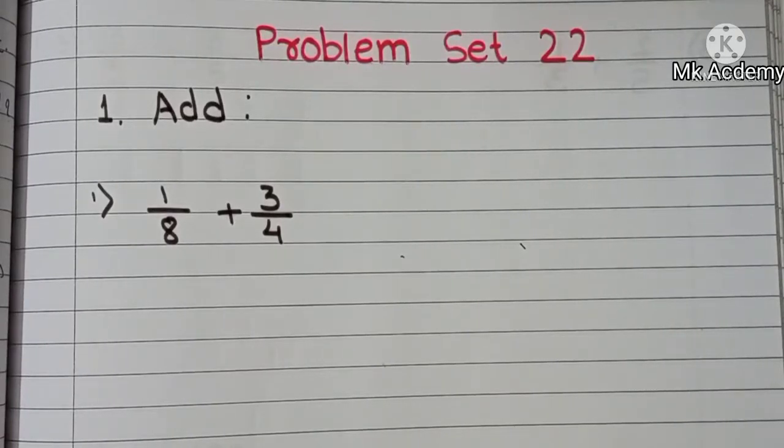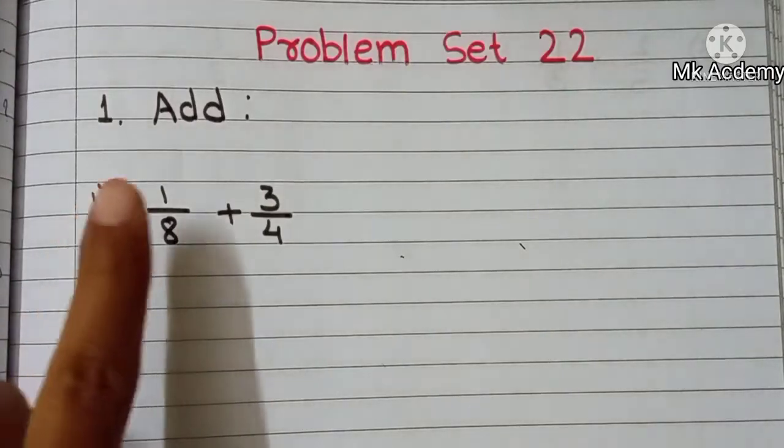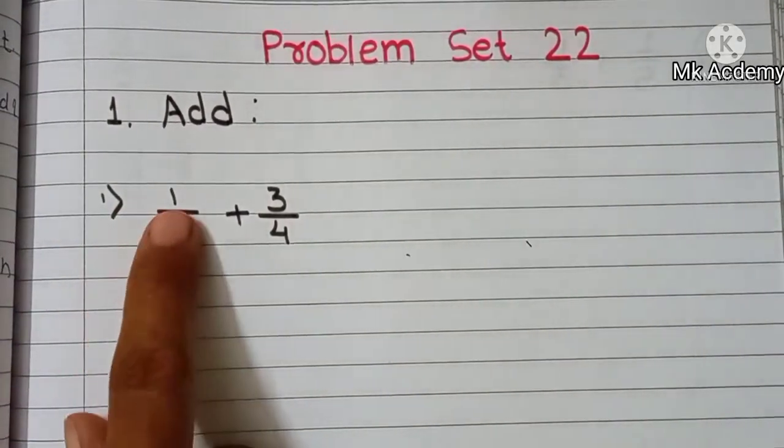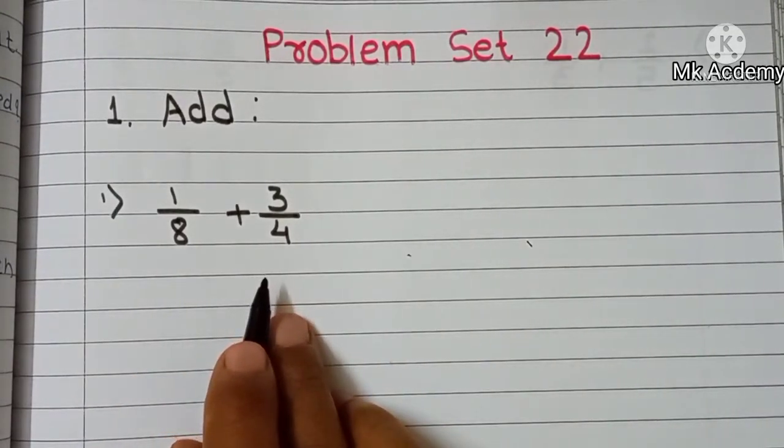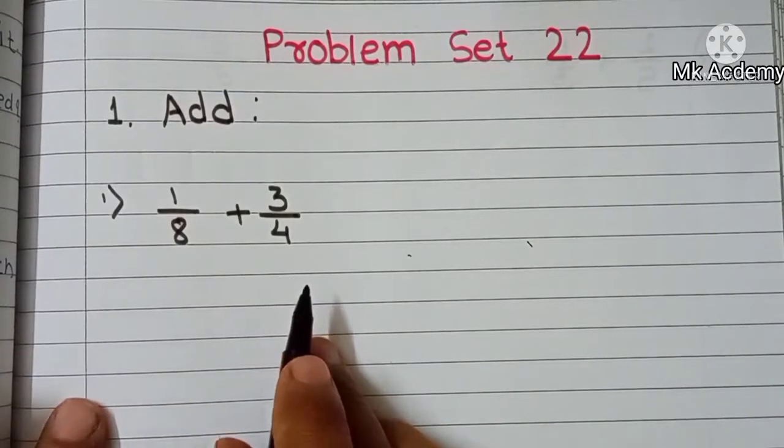First question, add. In the last video you learned problem set 21, subtraction of like fractions. In this problem set we solve subtraction and addition of unlike fractions. First question is add. First example, 1/8 plus 3/4. These are unlike fractions. We have to add these fractions. Before doing addition, we have to convert these unlike fractions into like fractions and then solve the given example.